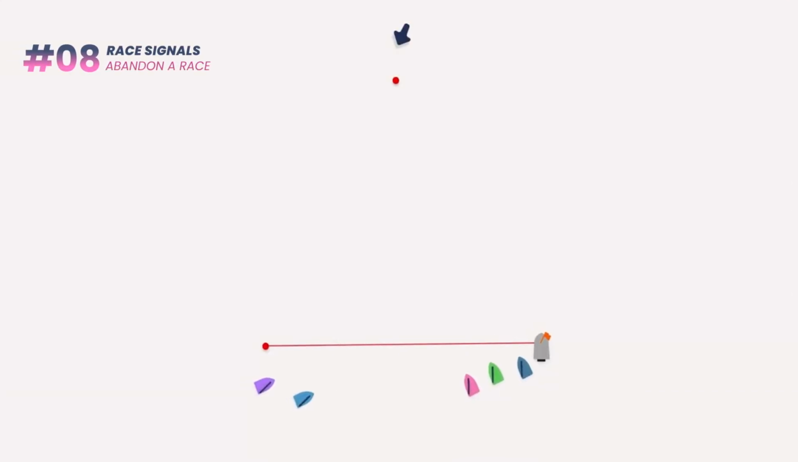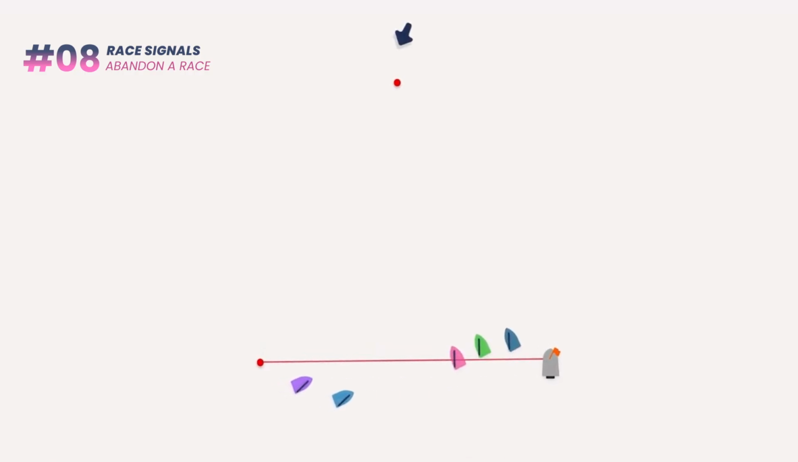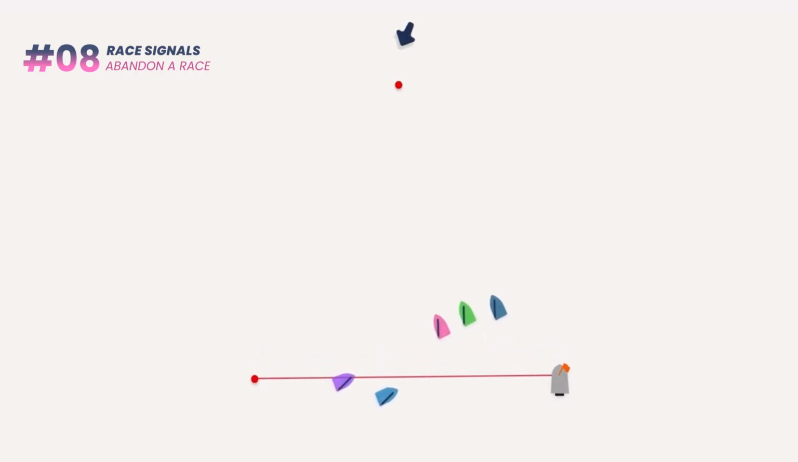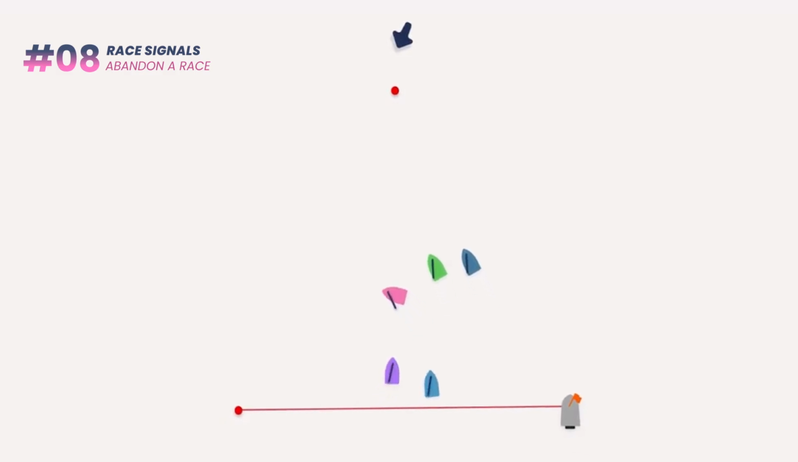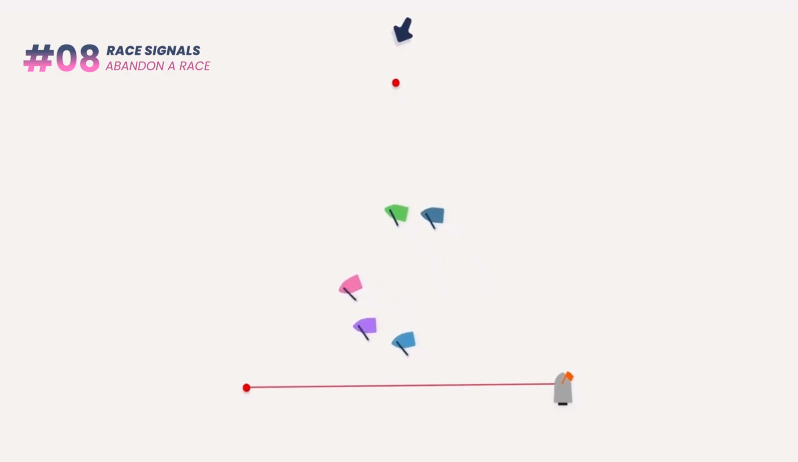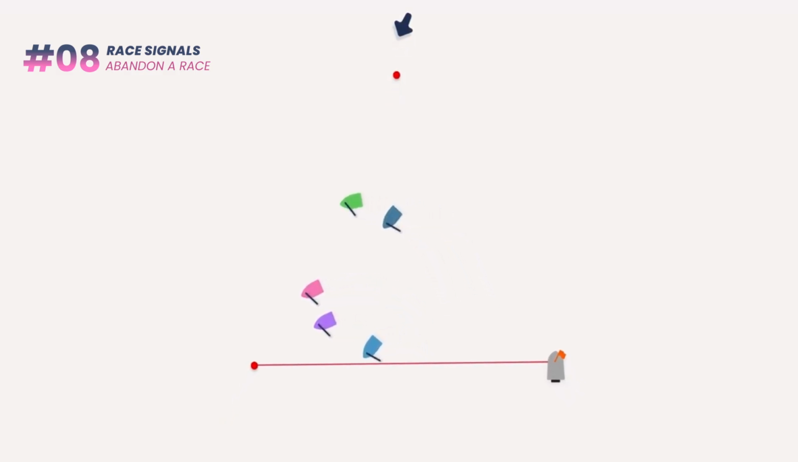If there is a reason to abandon the race after the starting signal, the race committee will hoist the N flag with 3 sound signals. The starting procedure will be repeated 1 minute after the N flag is lowered. So, when you see the N flag, return to the pre-start area and prepare for a new procedure.